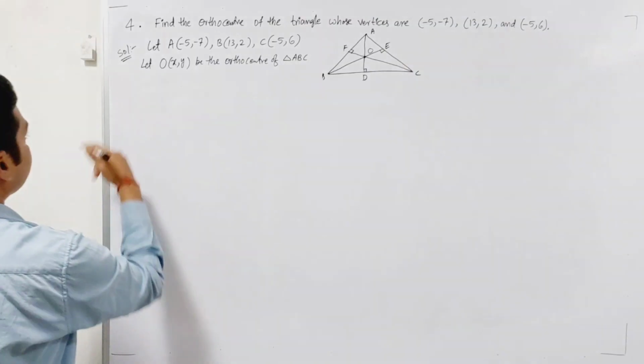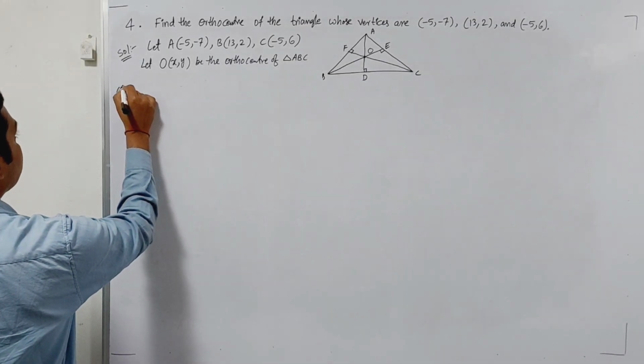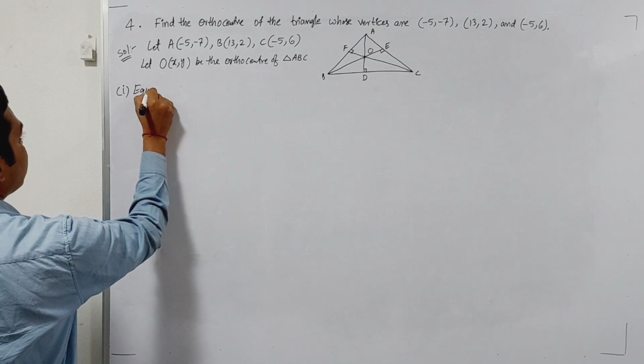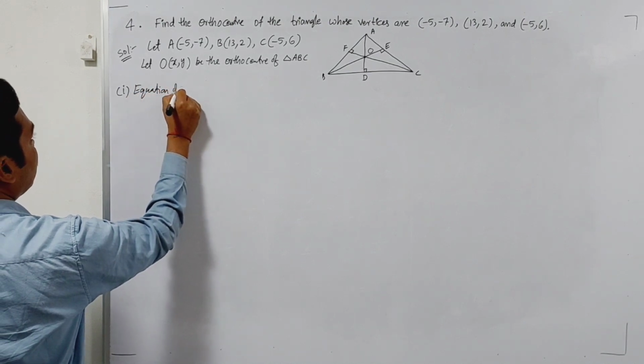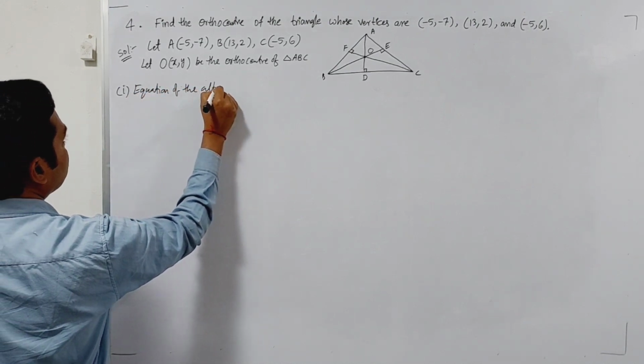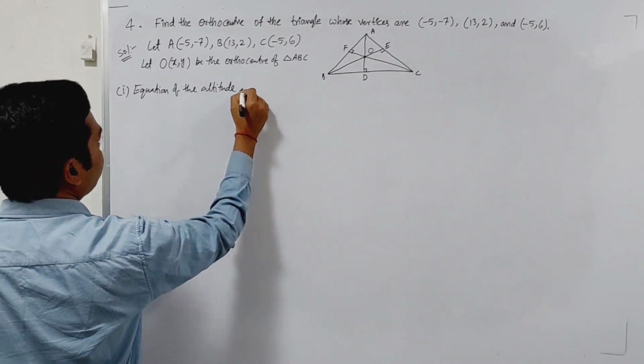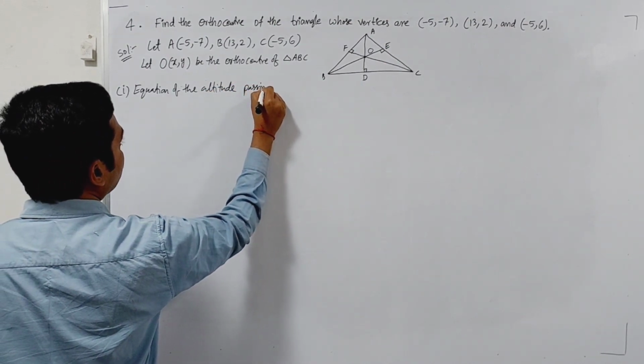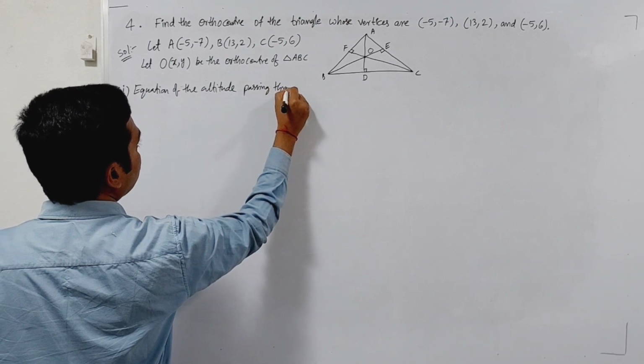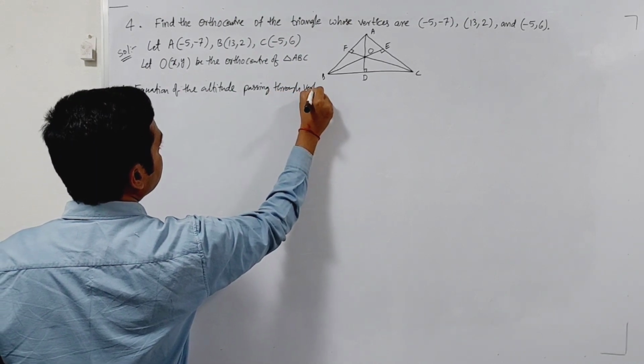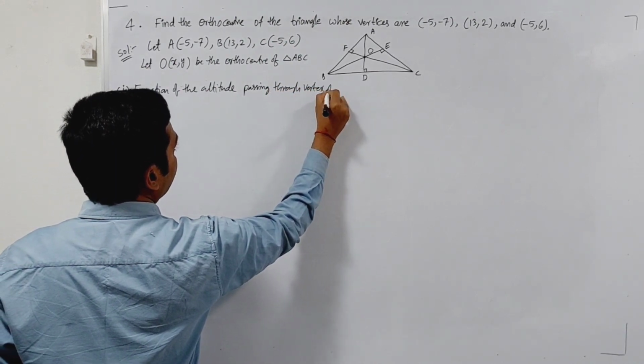First one, equation of the altitude. Equation of the altitude passing through vertex A.